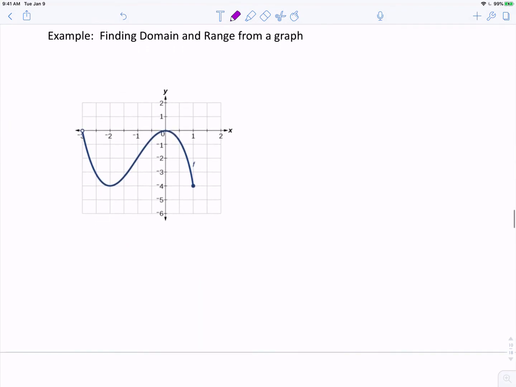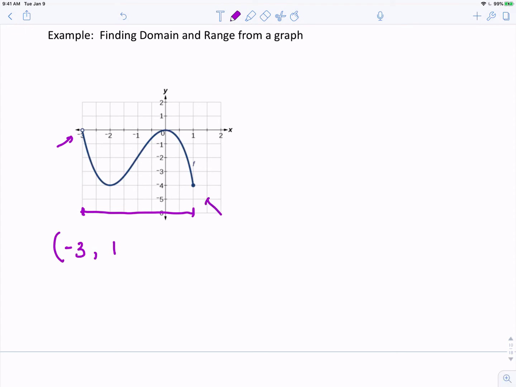Let's take a look at another example. Okay, we're going to find the domain and range of this graph. So the domain is the horizontal spread of the graph. So notice that it starts at negative 3 and it goes to 1. At negative 3, I see an open circle, so I'll use a parenthesis. And at 1, I see a closed circle, so I'll use a bracket. And so this is the domain of that function.